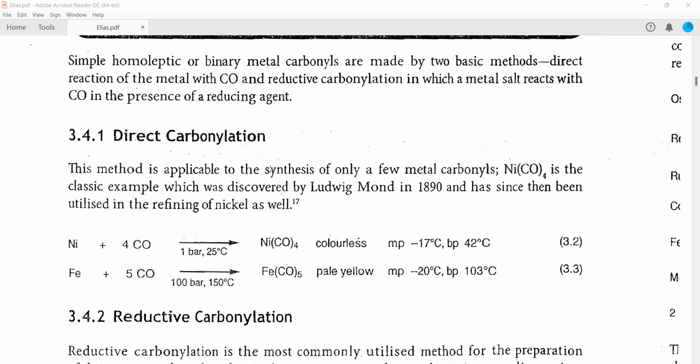This method is applicable to the synthesis of only a few metal carbonyls. For example, nickel carbonyl Ni(CO)4 is the classic example, discovered by L. Mond in 1890, and it has since been utilized in the refining of nickel as well. So the refining of nickel is Mond's process. When you give nickel 4 equivalents of carbon monoxide at 1 bar pressure and 25 degrees centigrade, you get nickel carbonyl Ni(CO)4, which is colorless, and its melting point is minus 17 degrees centigrade. That means it is a liquid, right?